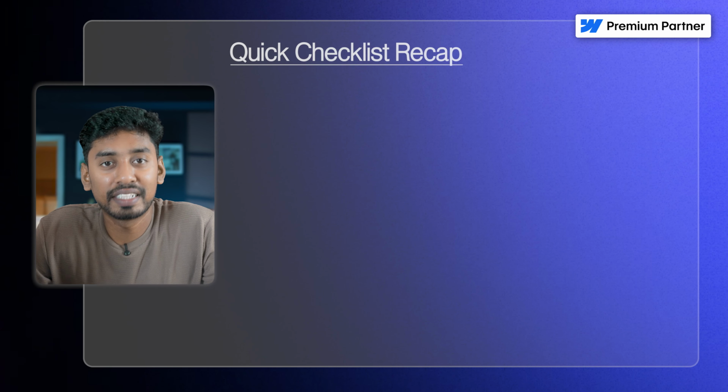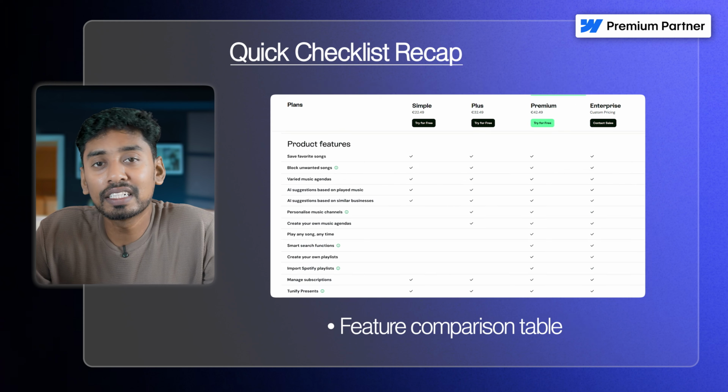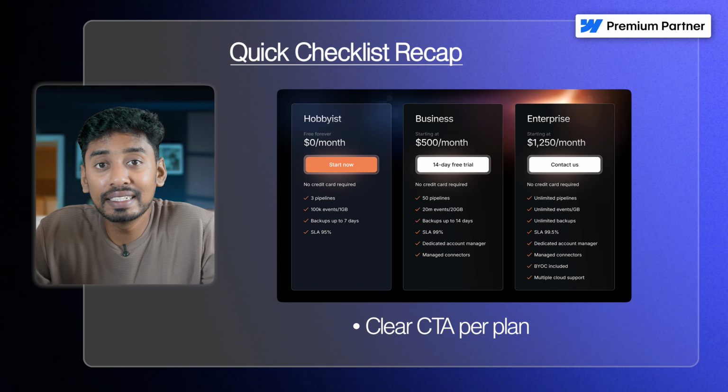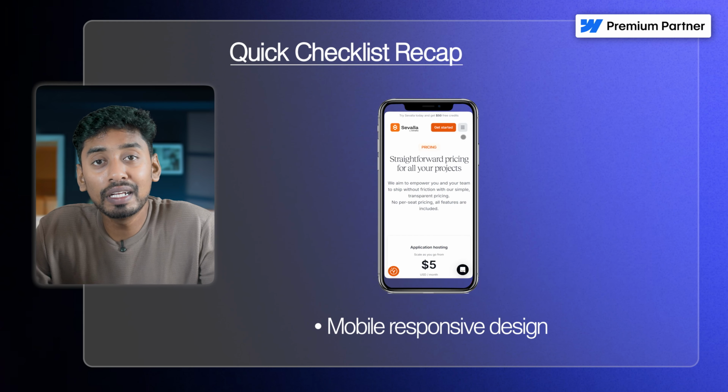Let's see a quick checklist recap. Monthly versus yearly toggle, usage slider for dynamic pricing, feature comparison table, best value plan highlight, trial or guarantee visible, clear CTA per plan, testimonials, FAQ below pricing, custom plan option, mobile responsive design.